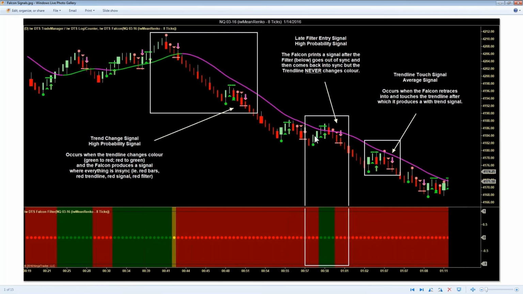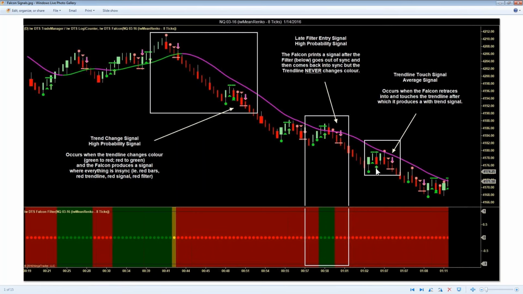After that, we get a late filter entry signal. Well, not necessarily in this order, but in this case, we got a late filter entry signal. Very, very powerful signal. The late filter entry signal has the filter go out of sync and come back into sync. Very important: the trend line never changes color. That's what makes it a late filter entry signal. And again, a very high probability trade.